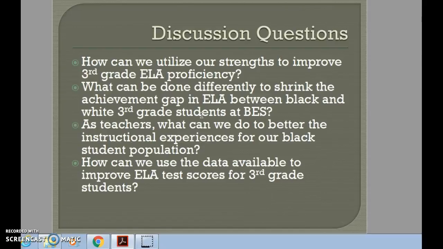So what we can take from those strengths and weaknesses, we can use those to fuel some discussion questions that we may have at this time to think about and talk together. Things like, how can we utilize our strengths to improve third grade ELA proficiency? What can be done differently to shrink the achievement gap in ELA between Black and white third grade students at BES? As educators, what can we do to better the instructional experiences for our Black student population? And how can we use the data available to improve ELA test scores for third grade students?